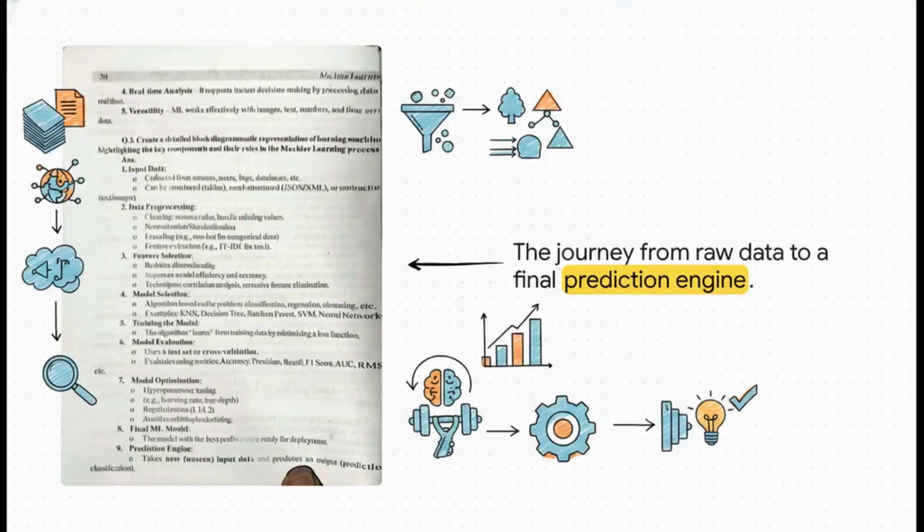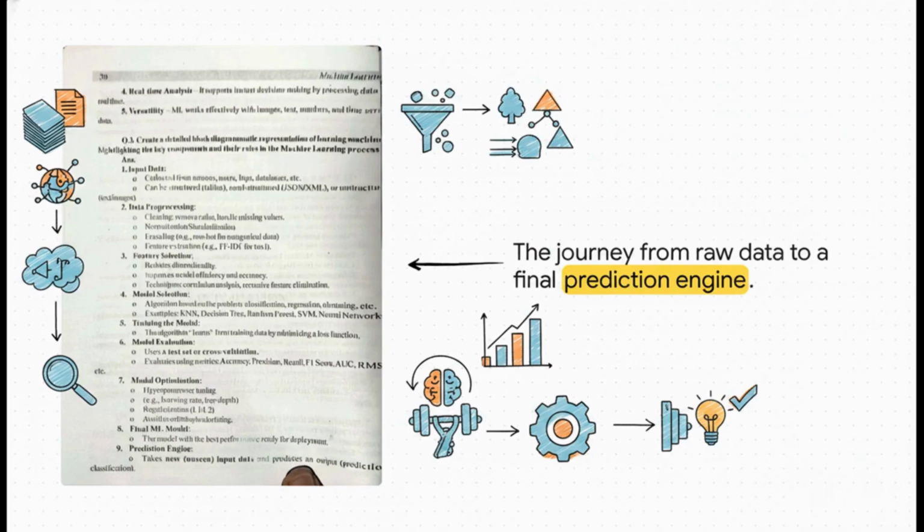If you map out the continuous, complex journey of a learning machine, it starts from raw input data and goes all the way to a final prediction engine. It starts with input data. This could be highly structured spreadsheets or entirely unstructured text and images. Then it hits data processing. This step is absolutely critical. You have to clean the data, handle missing values, and standardize the formats. If you put garbage in, you get garbage out, right?